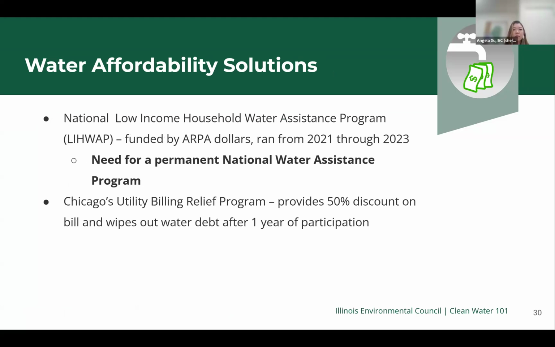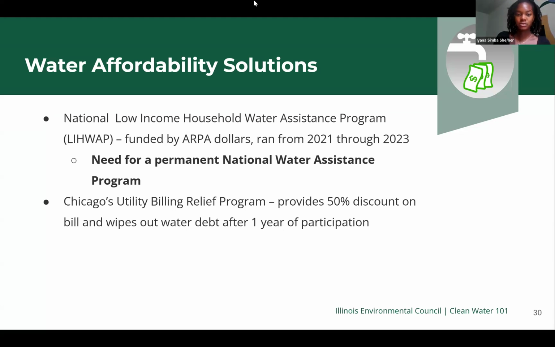And so there are some solutions, and I will pass it over to Ayana to talk about these. Thanks, Angela. So yeah, we did at one point have the National Low Income Household Water Assistance Program, which was really effective in providing basically funding that folks could use towards water debt, either for wastewater or water for their water bill. And unfortunately, the funding for that program ended at the end of 2023, and they're no longer accepting applications.